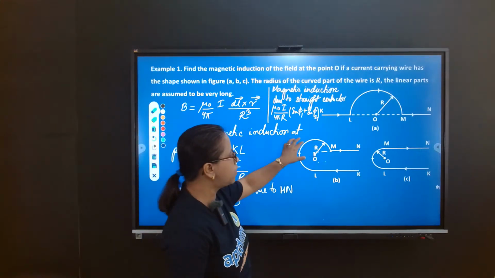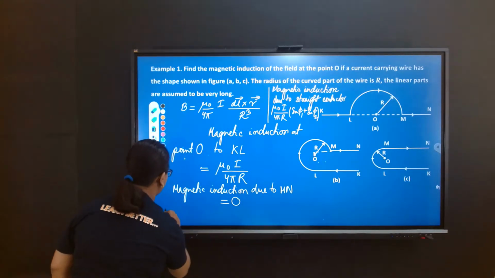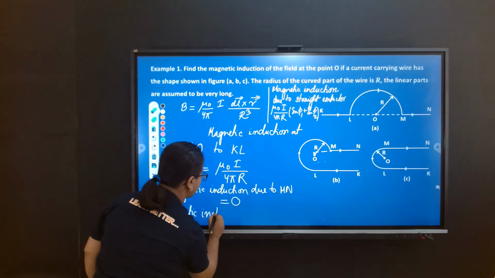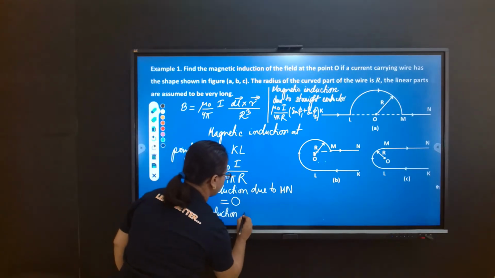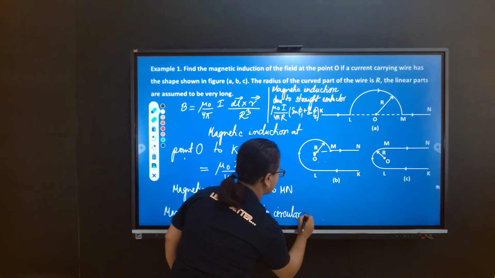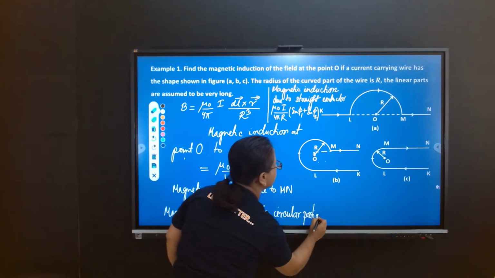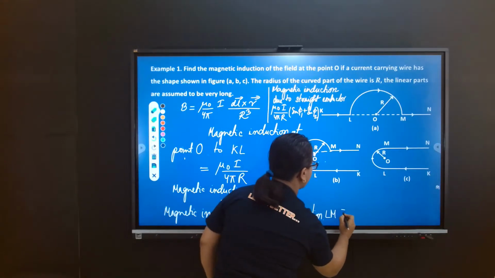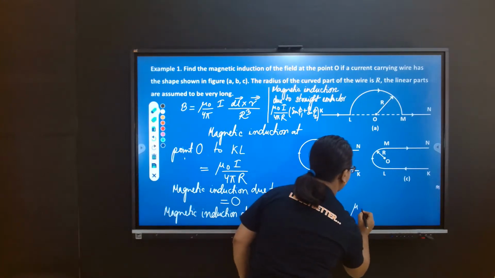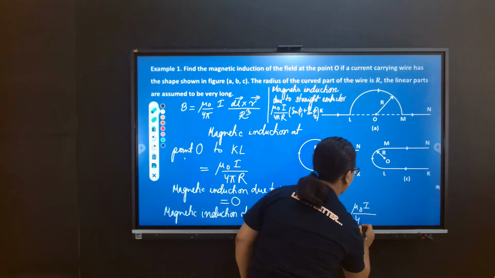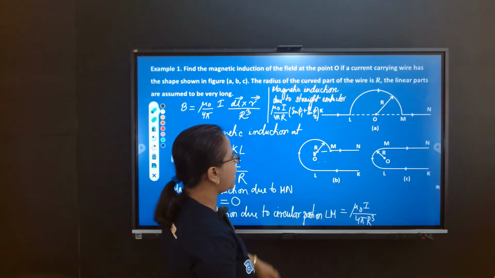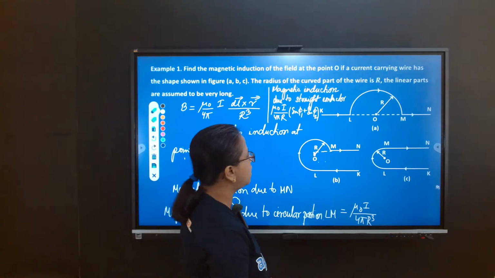Now, looking at the curved portion, what is the magnetic induction due to the circular portion? That's LM. So let's try and apply the formula here. We have mu naught I by 4 pi r cubed coming up. Now, looking at dl and r here. What's dl in this case?